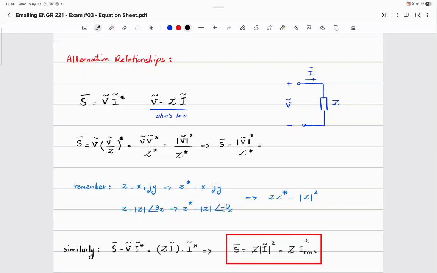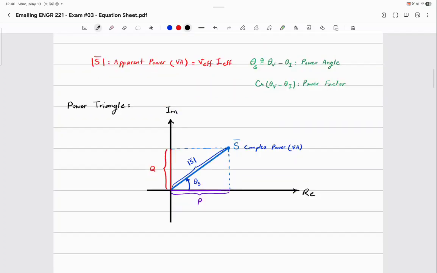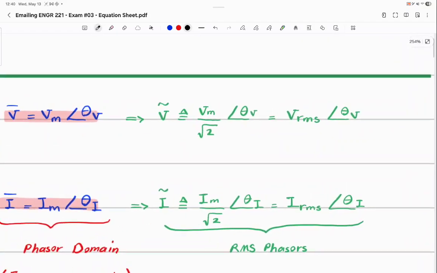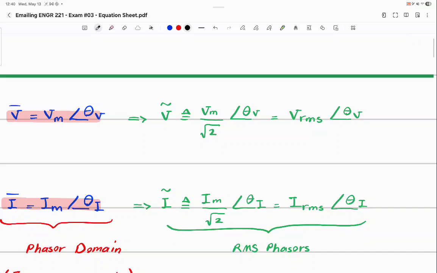Is there any other name for V tilde magnitude? Someone said it. VRMS. See? V tilde magnitude is just VRMS.